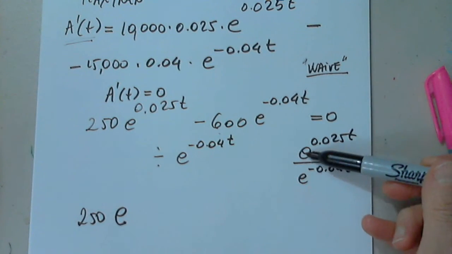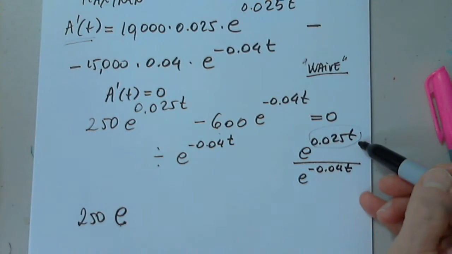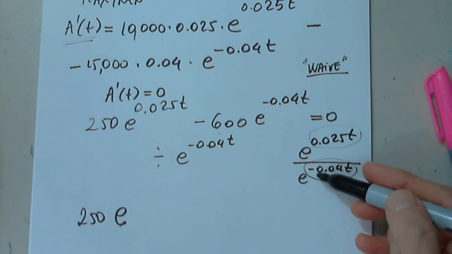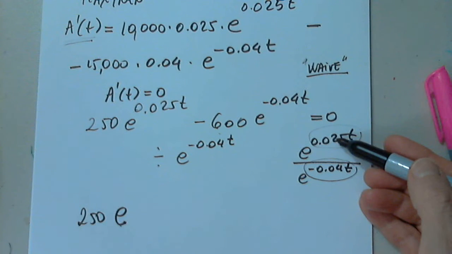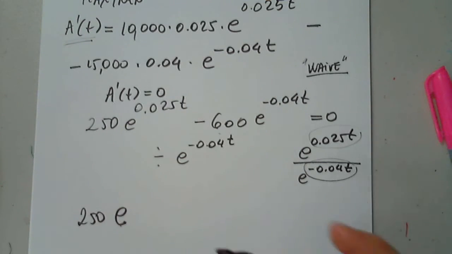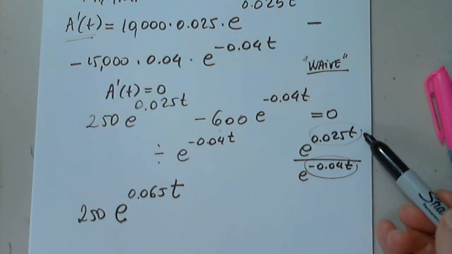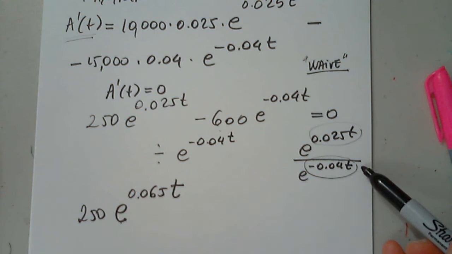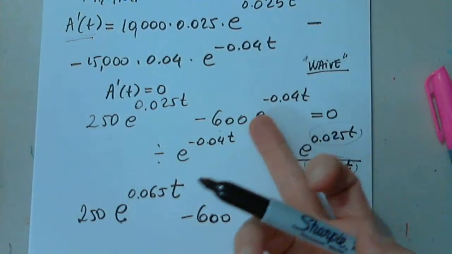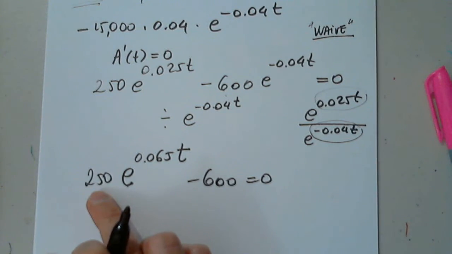When I divide two exponential notations with the same base, I copy the base and subtract from the exponent of the numerator the exponent of the denominator. But when I subtract a negative number, I'm really adding. So this becomes e to 0.025t plus 0.04t, which is 0.065t, minus 600. And when I divide this by itself, I get 1. Of course, I will move 600 and divide by 250.